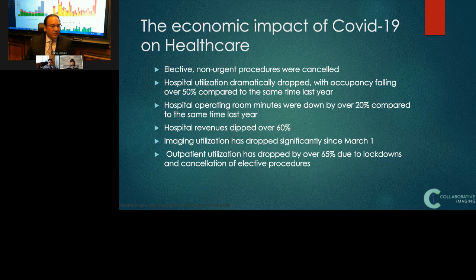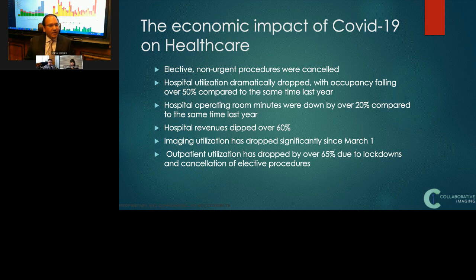Hospital utilization has dramatically dropped, with occupancy falling over 15% compared to the same time last year. Operating room minutes are down by over 20%, which means there are less surgeries and less procedures happening in the hospitals. Overall, this has resulted in hospital revenues dipping by over 60%, which is why we're seeing so many hospitals today declare bankruptcy or shutter their doors and not be able to exist.